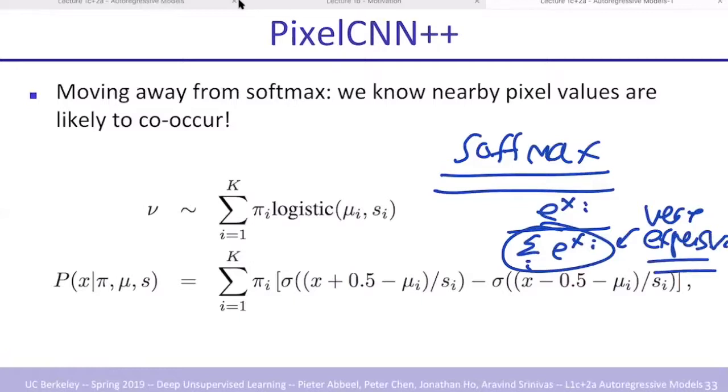Just like those of you who do NLP, not these images but NLP, you have huge vocabularies, so this thing is massive. You end up with all sorts of tricks, like hierarchical softmax. But this part is expensive even for our 0 to 255 case. So one suggestion in this paper, PixelCNN++, is that instead of using softmax, let's use the logistic distribution.